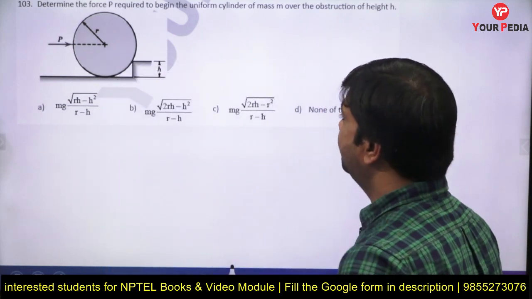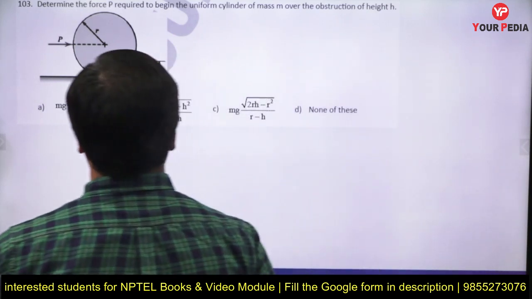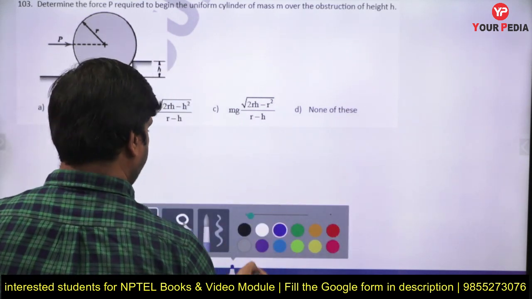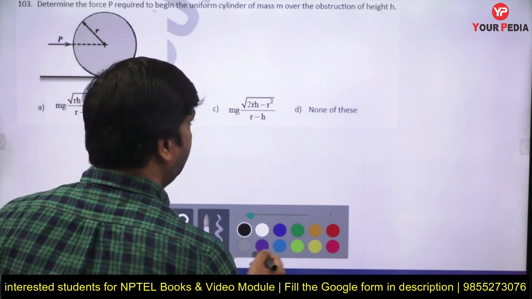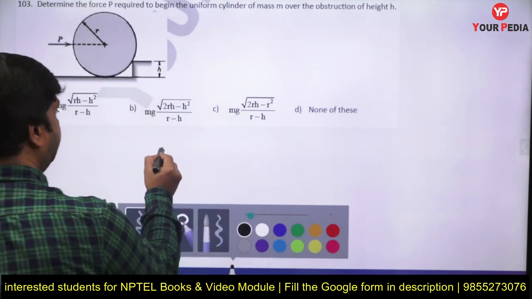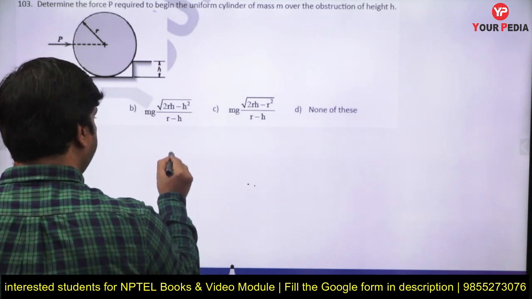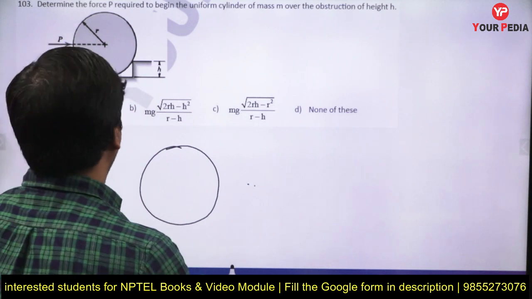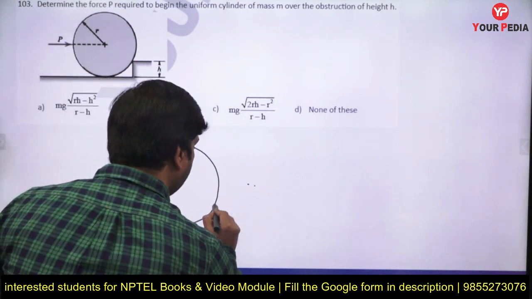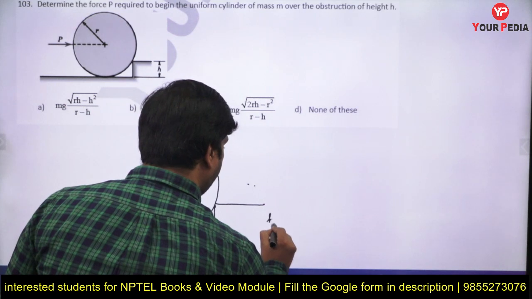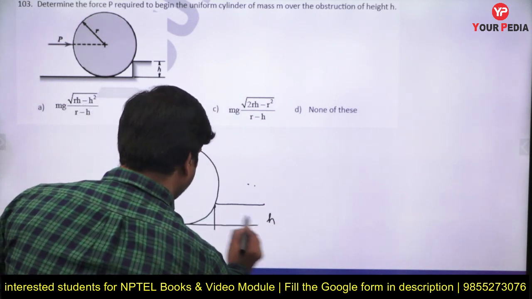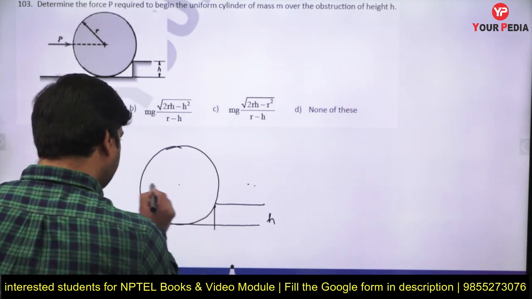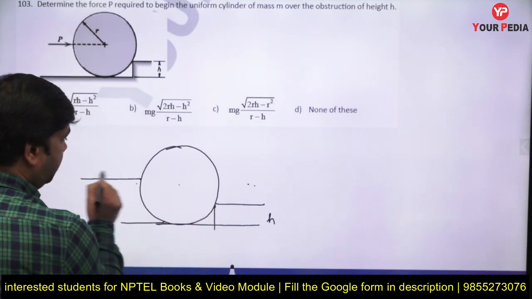Okay, I am going to solve this question. First of all, try to draw the FBD. If I draw the FBD, this is our uniform cylinder, which is subjected to an obstruction like this, having height h, and which is subjected to a force P like this.